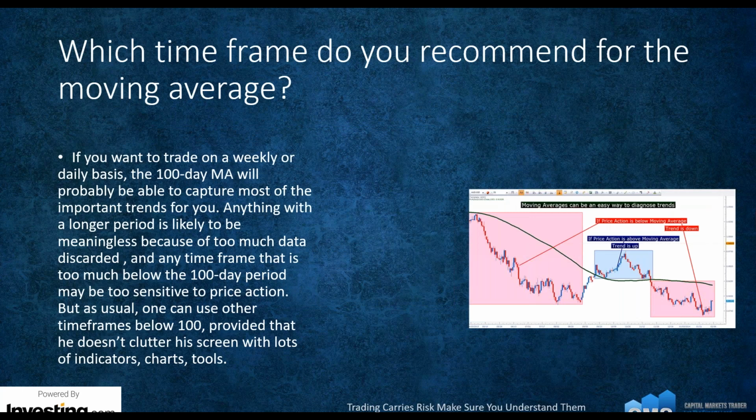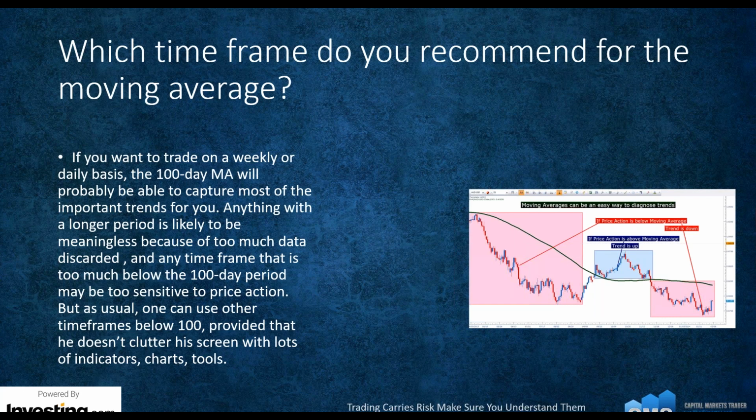So which time frame do you recommend for a moving average? Now, if you want to trade on a weekly or daily basis, the 100-period moving average will probably be able to capture most of the important trends for you. If I'm trading Forex and CFDs and looking for trend trading, I use a 30, 60, 90, or I'll use a 9, 12, 20. It depends on how short a term trend I'm looking for.